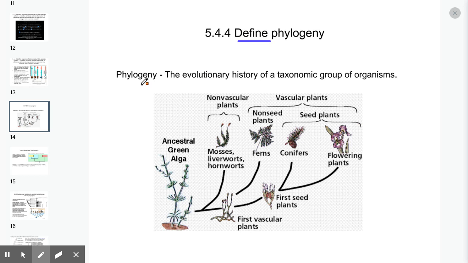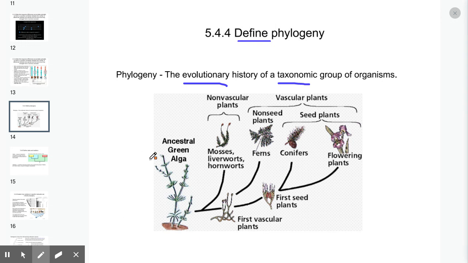So phylogeny is one of the words, and the definition is the evolutionary history of a taxonomic group of organisms. So that means a group of organisms that we've classified in the same group. We can draw some sort of evolutionary relationships based on either physical characteristics or by looking at some molecular similarities or differences in their genetic makeup.